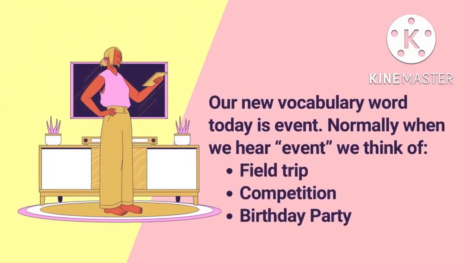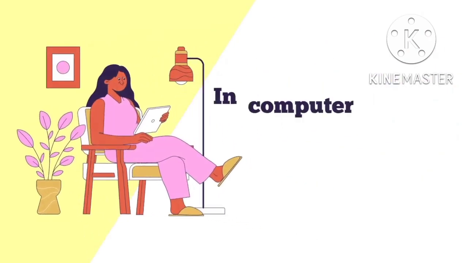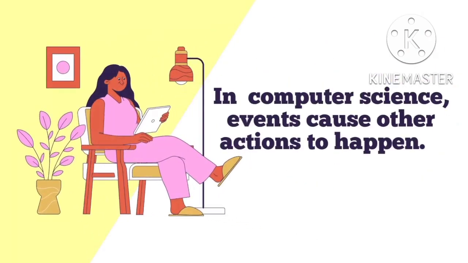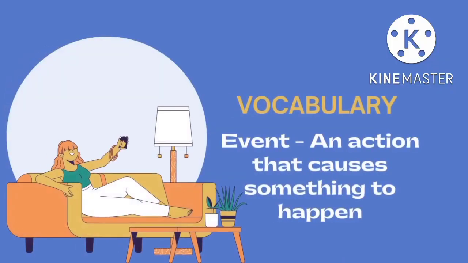Today, we'll be learning some vocabulary for this class. We'll be looking at events. Event is not a field trip, a competition, or a birthday party. In computer science, an event is seen as an action that causes something to happen. So whenever you hear of events in computer science, you should know it's seen as an action that causes something to happen.